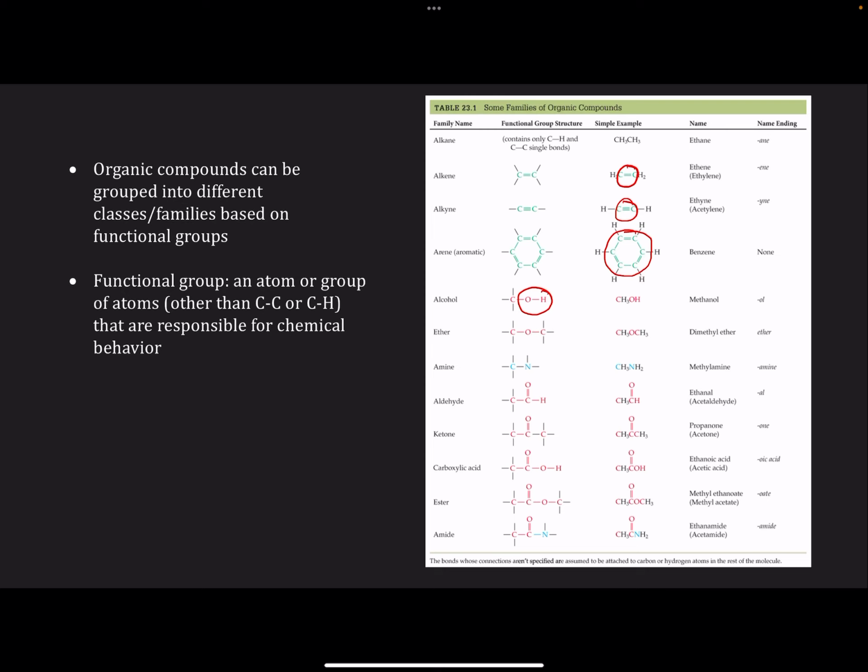And so notice endings. Alkene has an ENE ending, alkyne, YNE. Alcohols have an OL ending. Ethers are going to have an oxygen in the middle of carbons. Amines are going to contain a nitrogen.